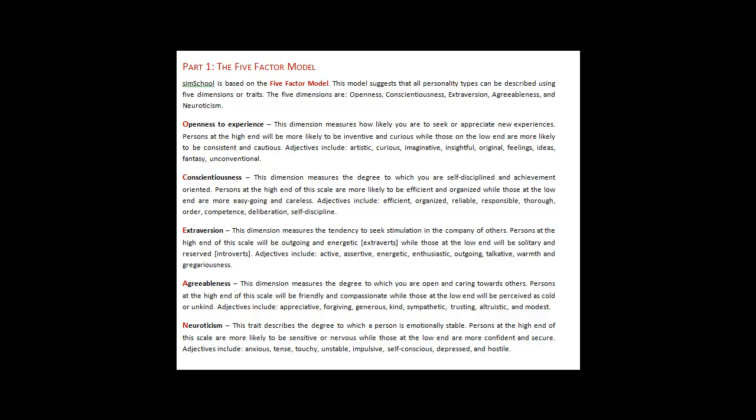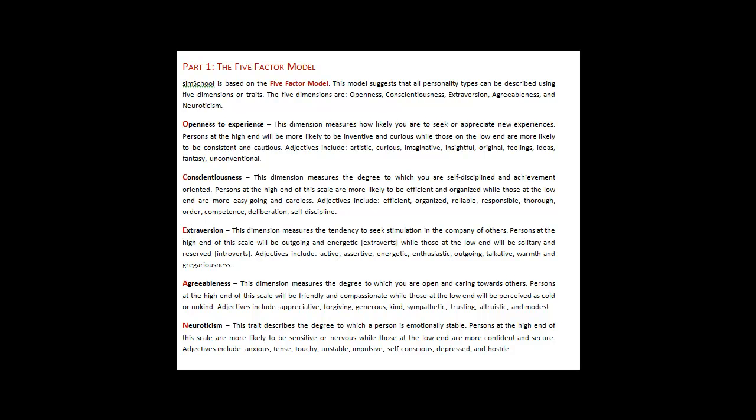Finally, we have neuroticism, and this trait describes how emotionally stable a person is. Somebody at the high end of the scale is going to be rather sensitive and maybe nervous, and people at the low end are more confident and secure.